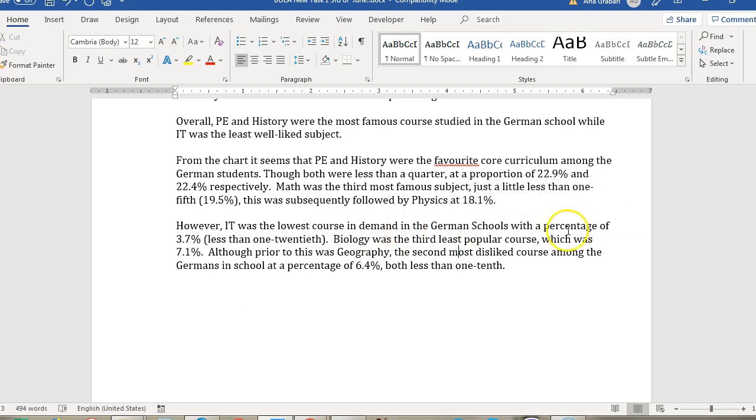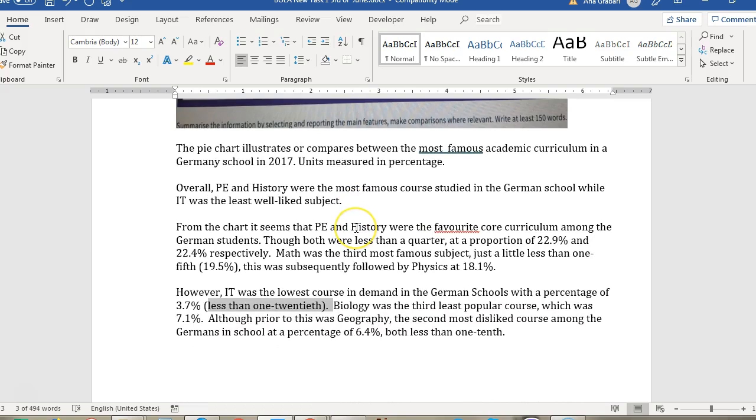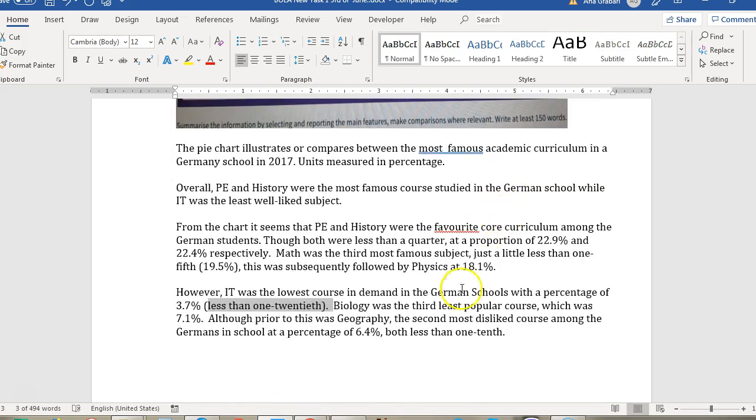You don't need to capitalize schools at a percentage of this, less than 1/20th. Why don't we use this and don't say the percentage? Because we can see all the percentages here. How about we use other wording to describe the same? This would be more valuable because this is what we have to do. We have to select and report the main features and make comparisons where relevant. We don't simply have to point at a value and say, look, history was this much. Look, math was that much.